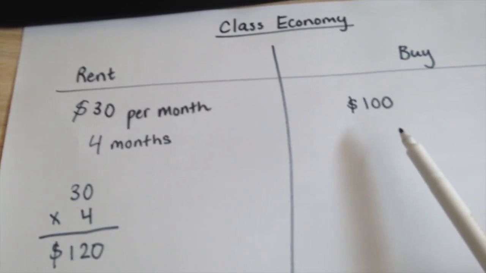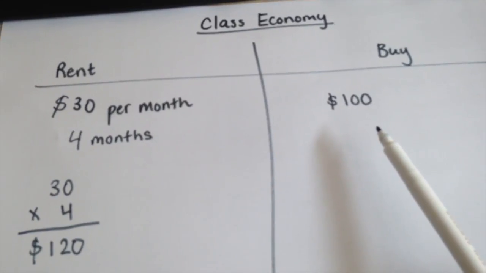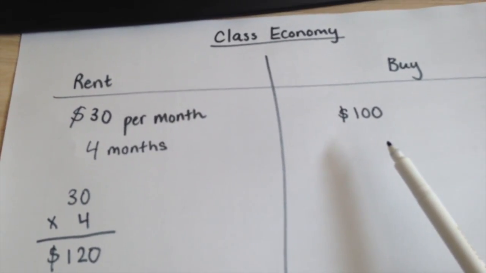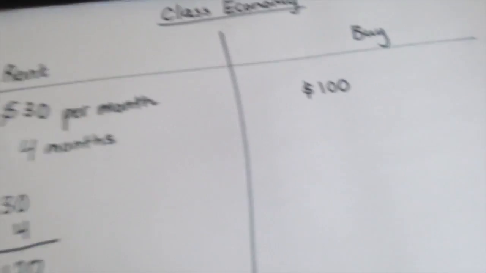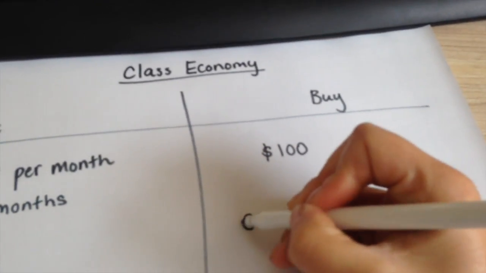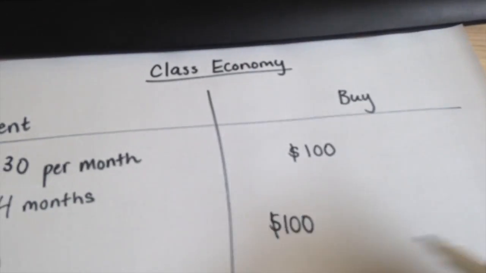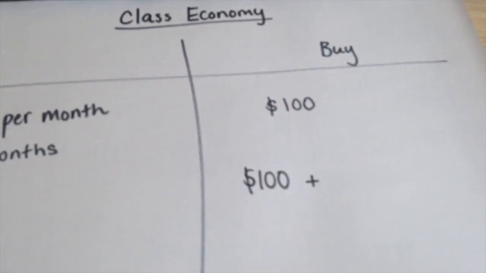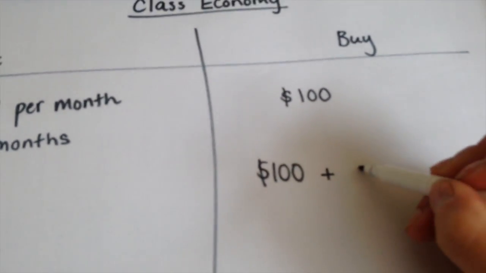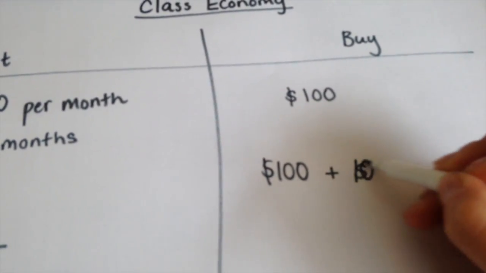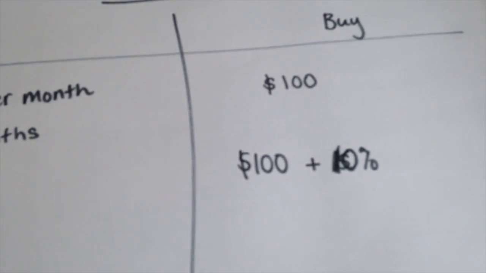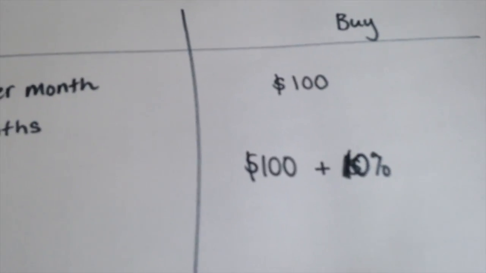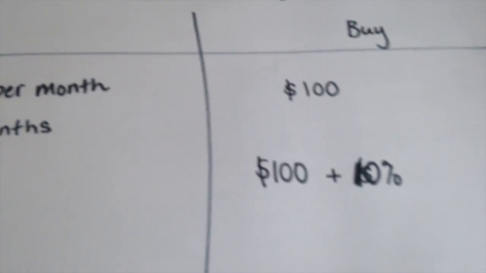However, if I don't have $100 in order to buy my desk, I can still try to see if it will be cheaper to buy. Now we know that if we buy our desk and we have to borrow money, it will cost $100 plus the amount of interest. And in our class, we talked about interest being 10% of the total amount. Now that 10% is paid every single month if you do not pay off your loan that you take out from the bank.